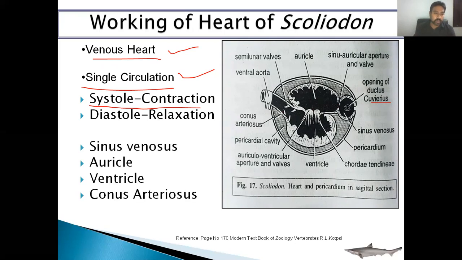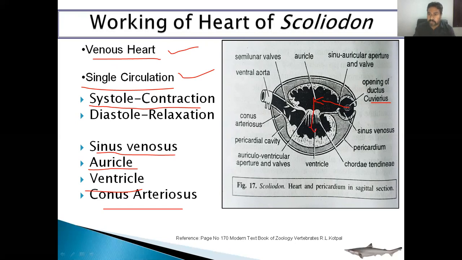And the sequence here is that first the sinus venosus contracts, then the auricle, then the ventricle, and then the conus arteriosus. So what is happening is that first the conus arteriosus is relaxed, meaning diastole, and the blood comes inside the sinus venosus by the help of the hepatic sinuses and ductus Cuvieri. Now the sinus venosus contracts, that is called systole. So the blood goes to the auricle because the auricle is relaxed. Now the auricle contracts, that is called systole. As the auricle contracts, the blood goes to the ventricle. Why?